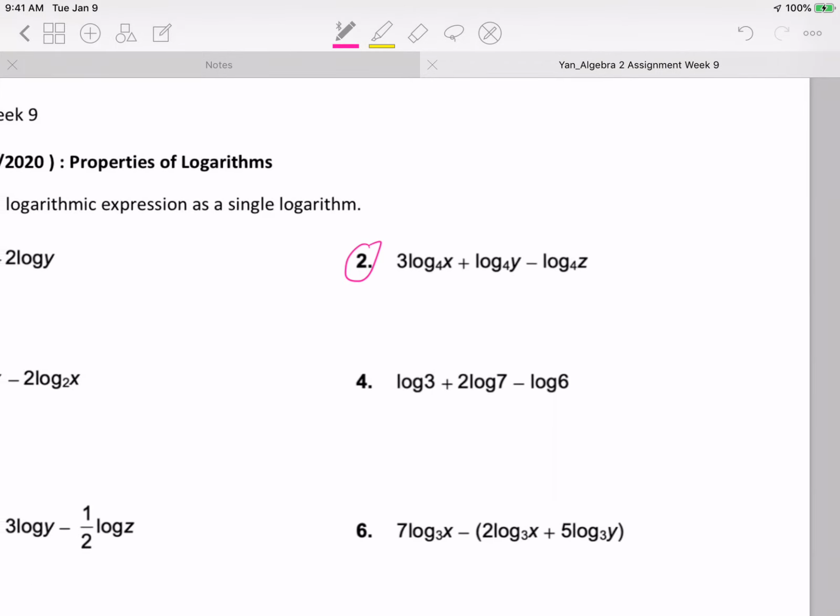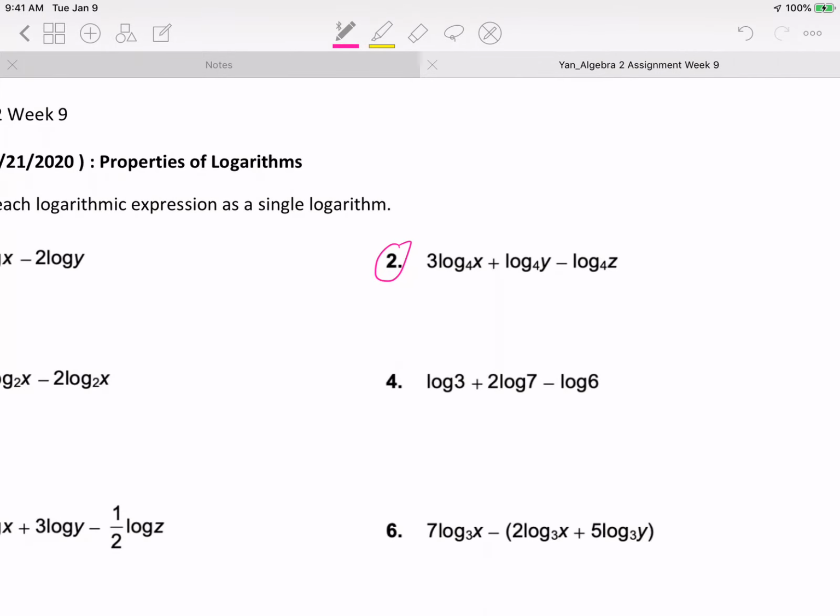Okay, number 2, in front of each of the logs, actually all 3 of them have a base 4. So that means we can combine them all together. But before that, I see a number 3 in front of this. I have to put it back into the exponent, which is log base 4 of x to the third power plus log base 4 of y minus log base 4 of z.